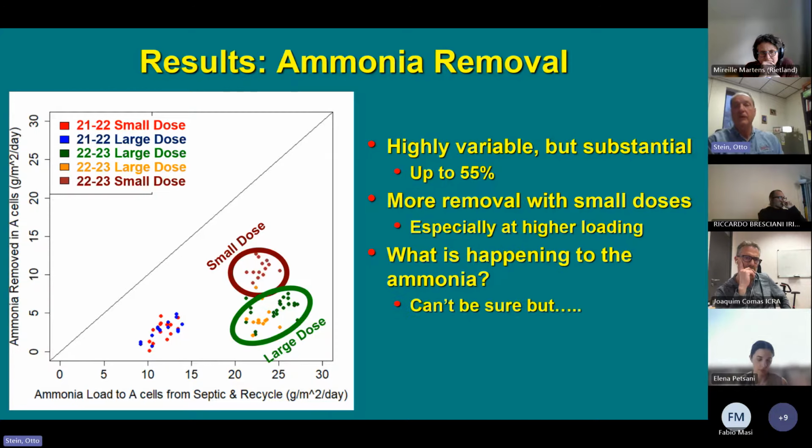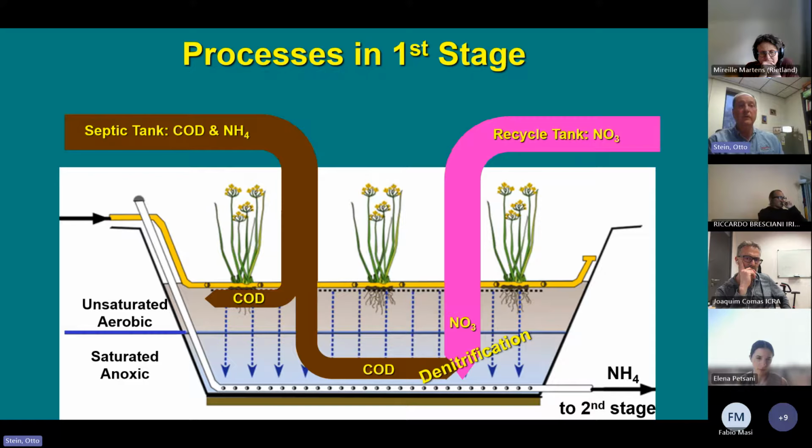So what is happening with that? Well, we don't know because we couldn't measure things, but this was our premise. The COD would be removed in both the aerobic and the anaerobic zone. We'd have the nitrate coming in. But it might be if we convert a lot of ammonia to nitrate, then our loading to that saturated zone is not just what's coming in from the recycle tank, it's the amount of ammonia that was nitrified in that upper zone.